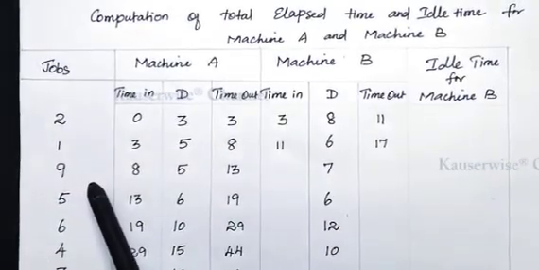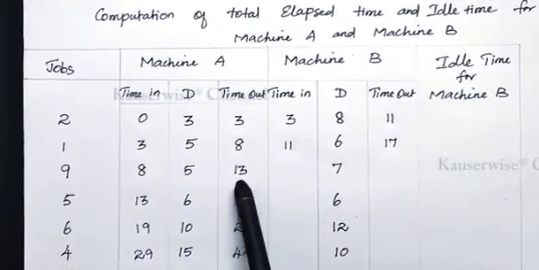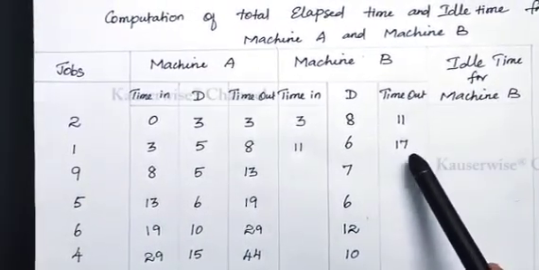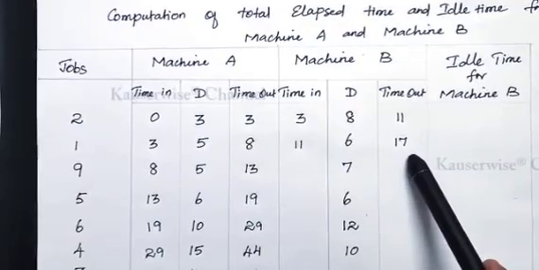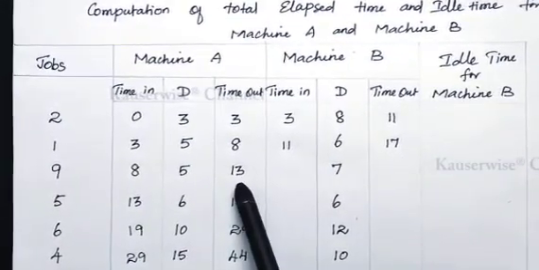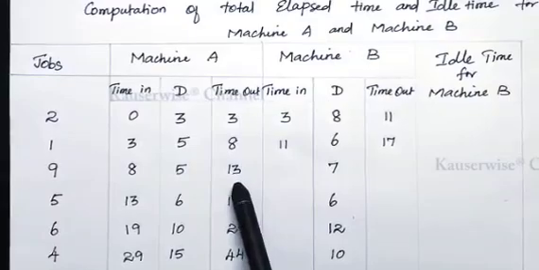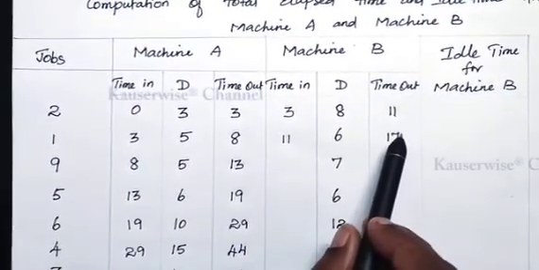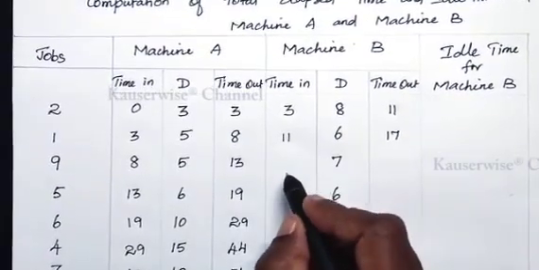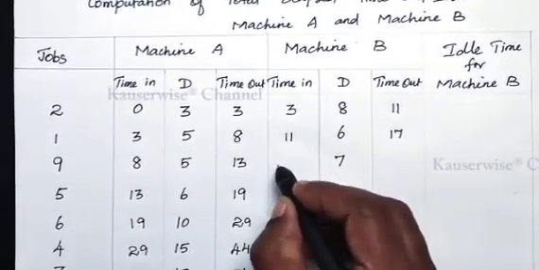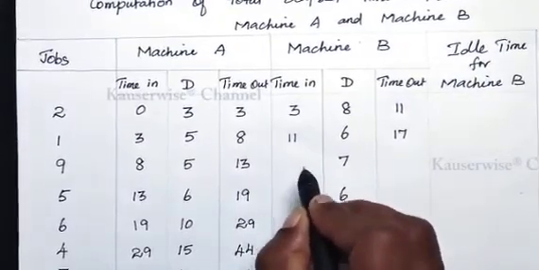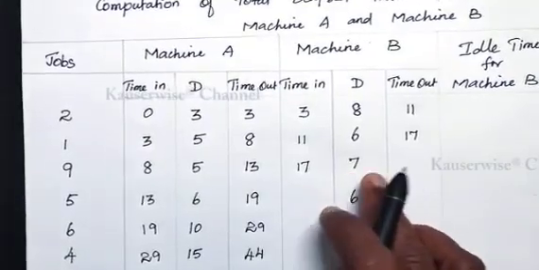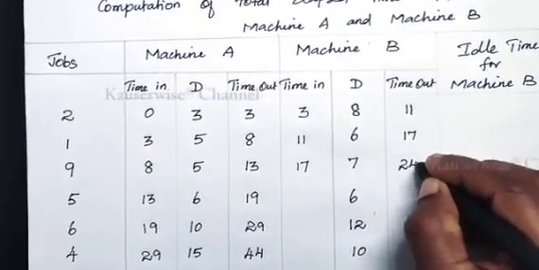Look at the next job, job 9, and its out time from machine A is the 13th hour. Here the previous job completion time on machine B is 17. 17 is greater than machine A's current job out time 13. Machine B can take up the next job only after completing the previous job, right? So we need to enter the greater value, that is 17, as the in time for the current job on machine B. So 17 plus duration 7 is equal to 24. So 24 is the out time.